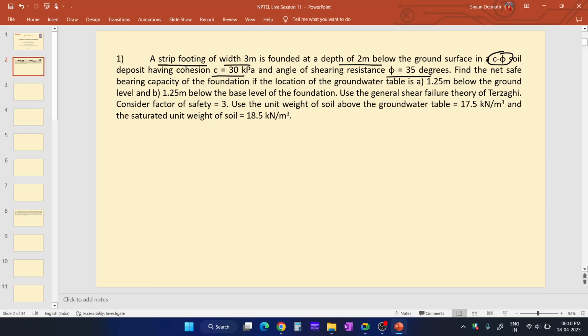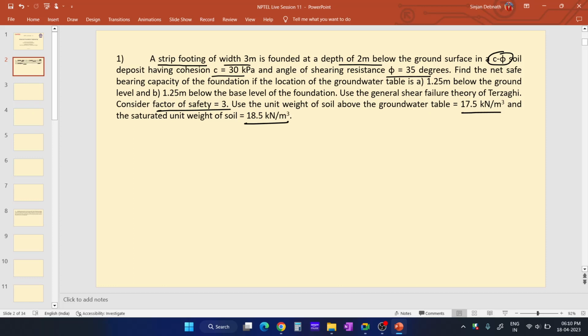We have been asked to consider the general shear failure theory of Terzaghi, and to consider a factor of safety of 3. The unit weight of soil above the groundwater table is given, which is 17.5 kilonewton per meter cube, and the saturated unit weight of soil is also given, which is 18.5 kilonewton per meter cube.